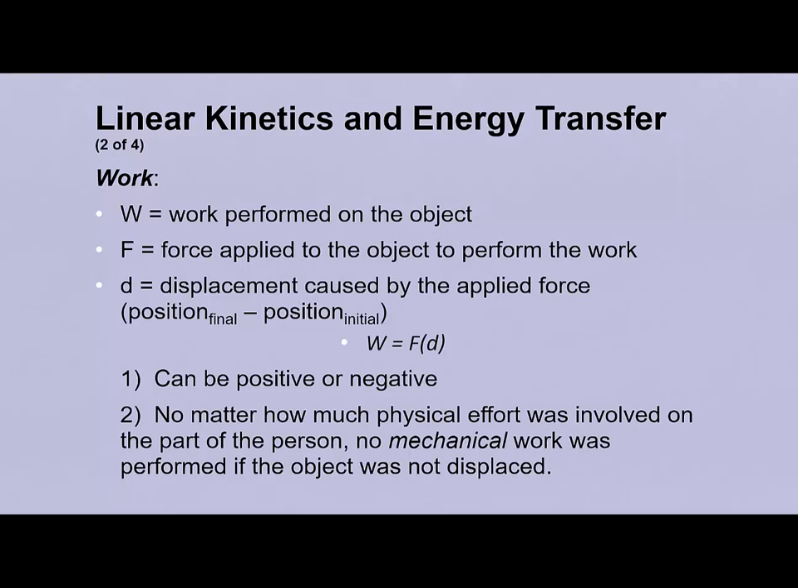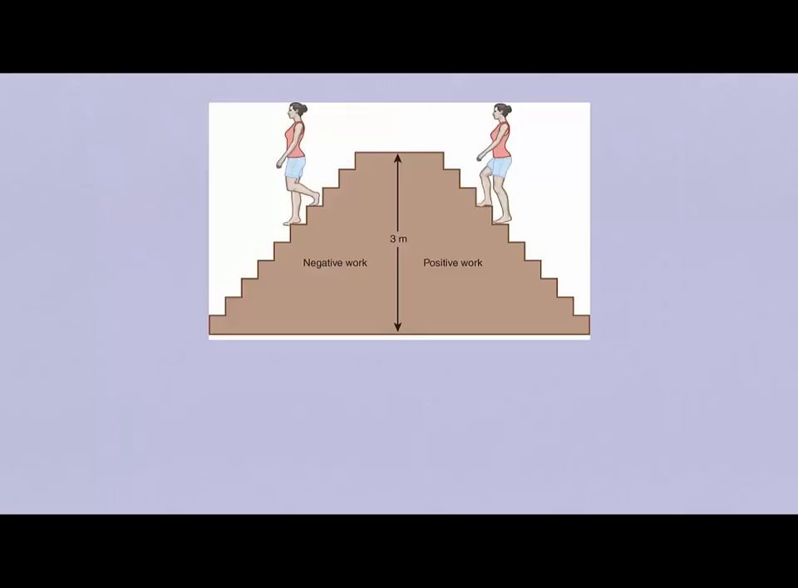If something were to move and it took this really crazy path, but ended up at the same position from which it started, then no work is performed because displacement is zero. Now, work is a scalar quantity, meaning it doesn't have a direction per se, but it can be positive or negative depending on whether or not the system is generating energy or absorbing energy. And no matter how much physical effort was imparted by the person, no mechanical work is performed if it wasn't displaced. Very important.